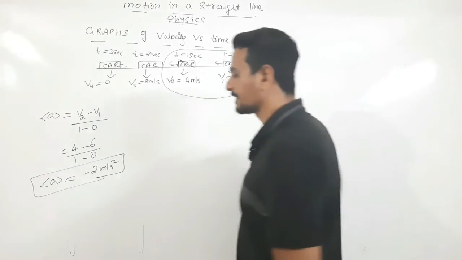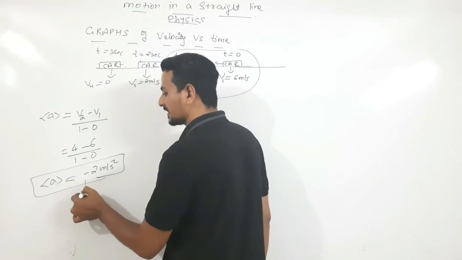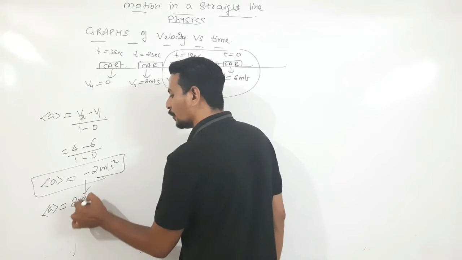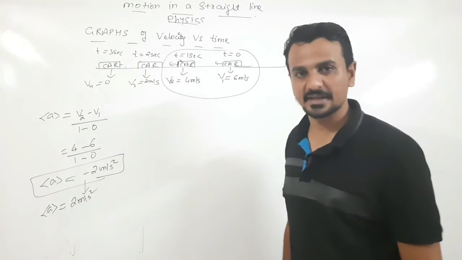You can speak in either way. You can say that a car is having an acceleration of minus 2, or you can rewrite it as the car retards with 2 meter per second square. That all means the same, right?